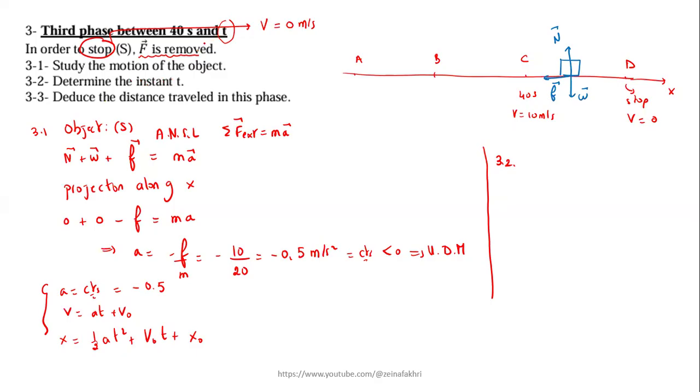So the first step, I need to use the time equation. If I look here, I have this time equation, but it does not involve the distance traveled. So I use the equation of the speed: V equals AT plus V0. Here V is V final, and I know it stops, so this is equal to 0. A, I know it, it's negative 0.5, and then I put here the time plus V0. Now for V0 we have to pay attention that it's the initial speed of this phase.